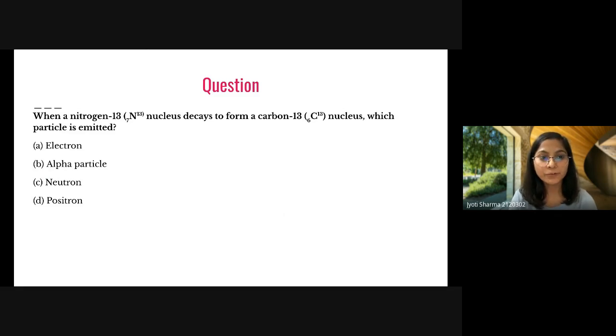Again, same type of question. So we have nitrogen, and this nitrogen has 7, 13, and it decays to form the carbon. So which particle is emitted? So we have electron, alpha particle, neutron, positron.